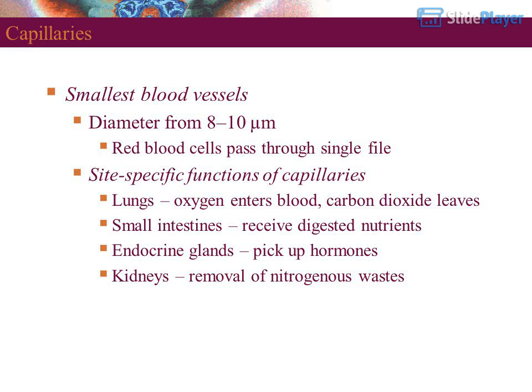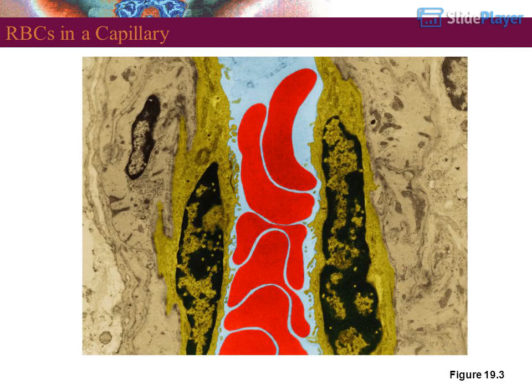Small intestines, receive digested nutrients. Endocrine glands, pick up hormones. Kidneys, removal of nitrogenous wastes. RBCs in a capillary. Figure 19.3.